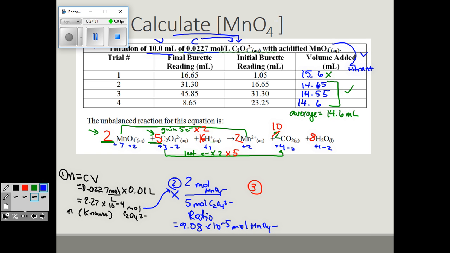Now I'm just going to take the answer from this step and use it to figure out my concentration. I know that concentration is moles divided by volume. So I'm going to take my answer from step 2, that's the number of moles, my average volume. Now remember, you want to make sure your units are in line. So since I've been using moles per liter and liters, it might be a good idea here to use liters. So rather than 14.6 milliliters, I switched it to liters.